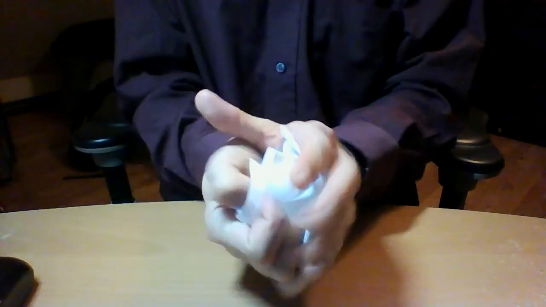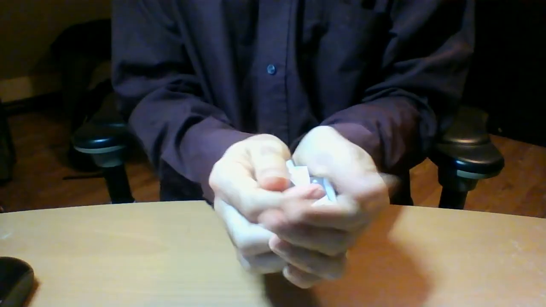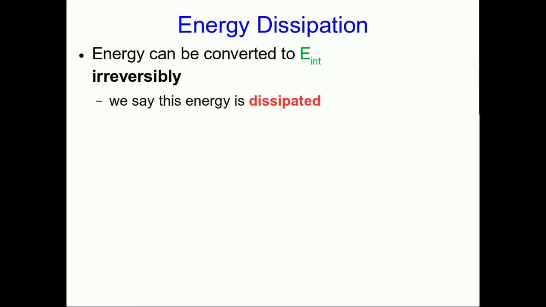On the other hand, if you fold or crumple the paper, then the energy that you've just put into the paper can't be recovered. It has been dissipated into irreversible changes in the paper.